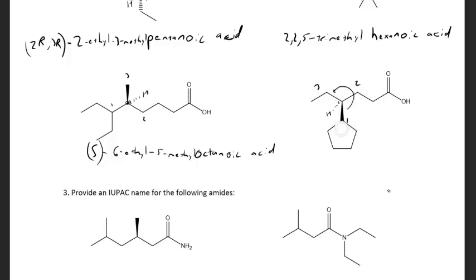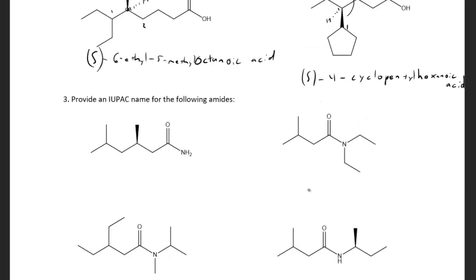Now at carbon number 4 we have a cyclopentane ring, so we're going to call this S-4-cyclopentyl. So again, our ring is a substituent on here, so instead of cyclopentane, it's cyclopentyl, and then hexanoic acid. So S-4-cyclopentyl hexanoic acid.